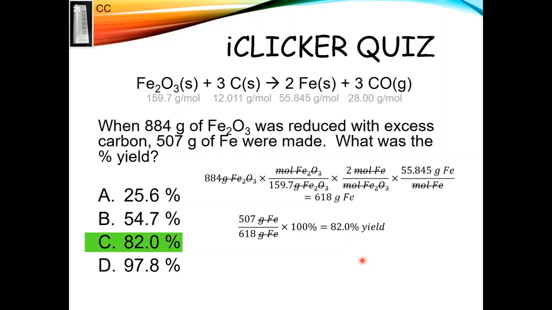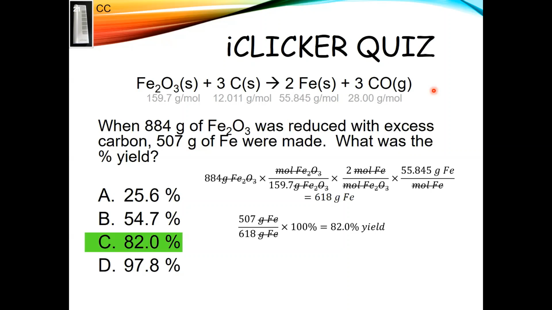Right, now, another question you might be wondering is if we got an 82% yield for iron, should we get the same percent yield for the carbon monoxide over here? And the answer is yes. So your percent yield should be exactly the same for everything you make.